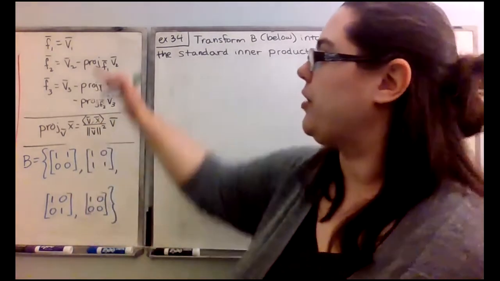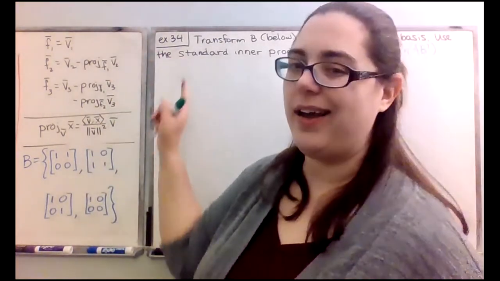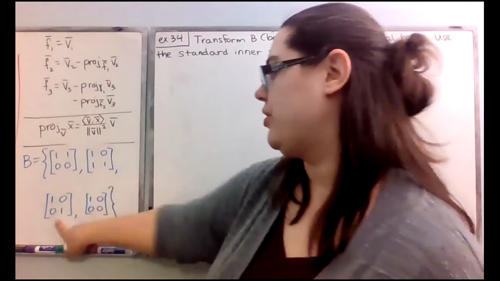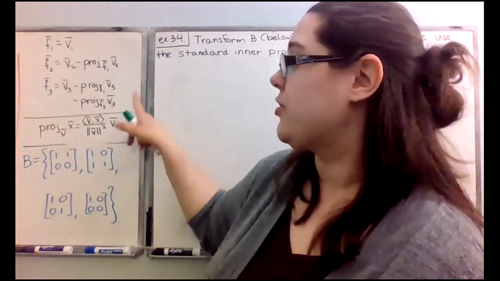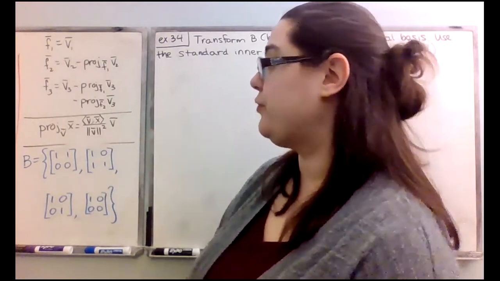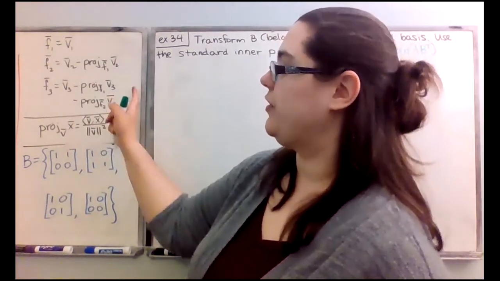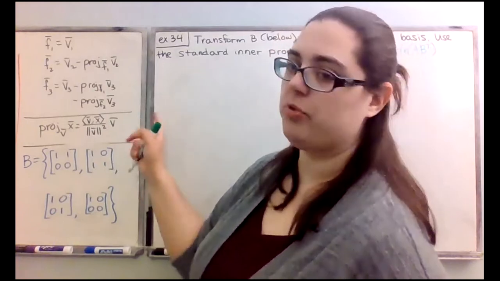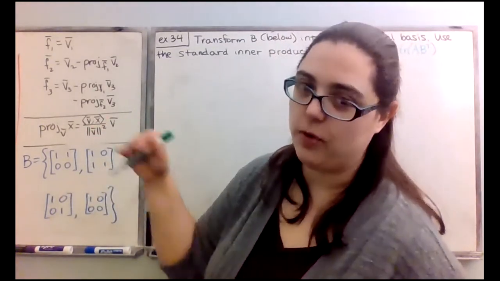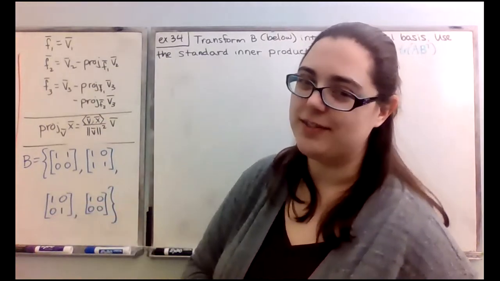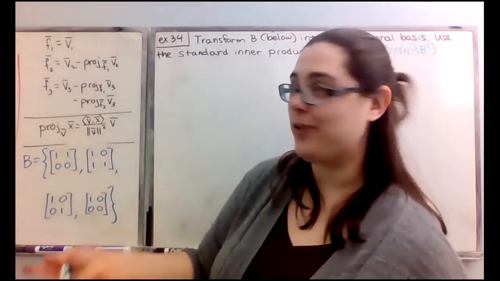So we're going to apply our Gram-Schmidt process. However, because our basis has 4 elements in it, we're actually going to have to go to a 4th step. So the 4th step is going to be, we're going to take V4 minus the projection of V4 onto F1 minus the projection of V4 onto F2 minus the projection of V4 onto F3. So we have so much fun in this example. It's going to be great.